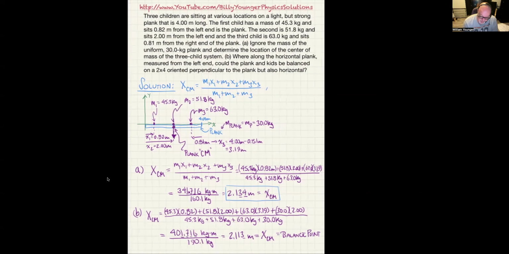So that is our actual final answer for part B, and I hope that helps you understand how to treat and calculate the center of mass for discrete bodies, objects made up of a countable number of objects, or systems made up of a countable number of objects, like 3 kids and a plank, and so on.